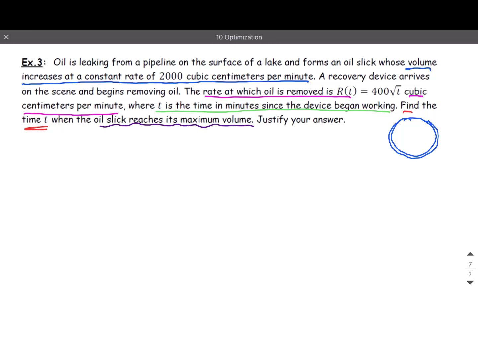So we want to maximize volume. That's a bad thing, right? Maximizing the volume of an oil slick. They're trying to figure out when it's going to be at its peak, when it's going to be at its worst. Now, if you think about this, they already gave us a rate in and a rate out, okay? That is the derivative function. It's the rate in minus the rate out. So we already have the derivative, we just have to put it together.